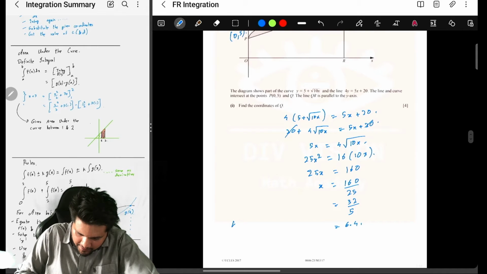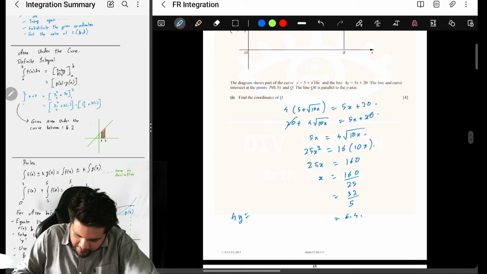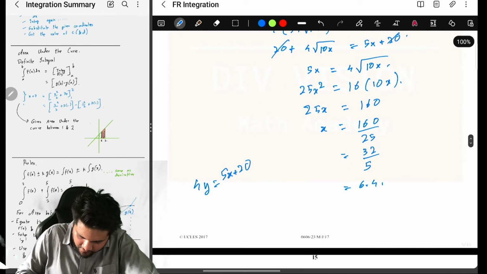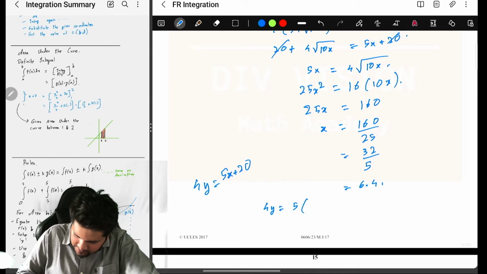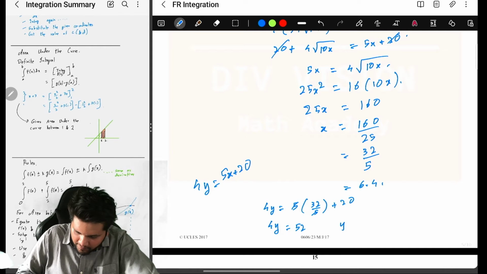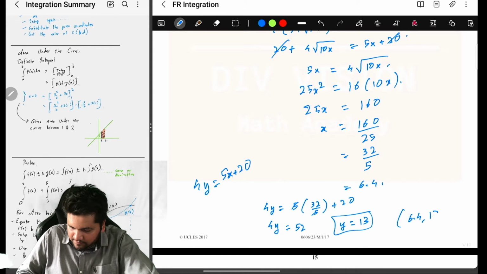So we have 4y is equal to 5x plus 20, right? I'm just writing it here so that I can use it. So I'll get 4y is equal to 5 times 32 by 5 plus 20. 5 cancels. 4y is equal to 52, or y is equal to 13. So as you can see, the coordinate is going to be 6.4 comma 13.